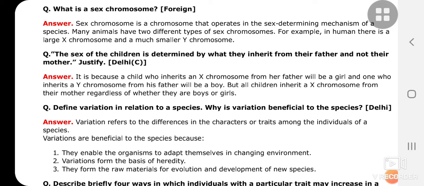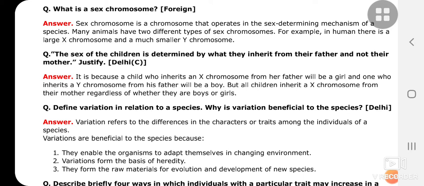While we are writing, we write them with the same size in capital letters, children, but actually if the diagram is seen under the microscope, the X chromosome is larger in size as compared to the Y chromosome. Okay, so this is how you are going to write the answer for what is a sex chromosome.